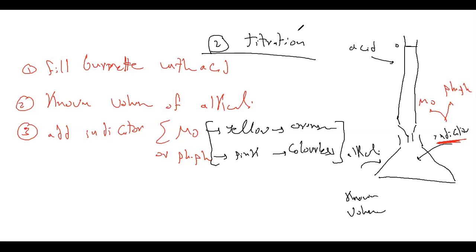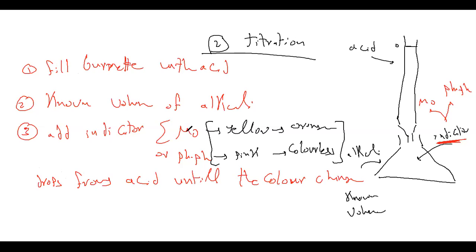After that, we add drops from the acid to the alkali until the color changes. The color change depends on the indicator we use. If we use methyl orange, we say until the color changes from yellow to orange. In the case of phenolphthalein, until the color changes from pink to colorless. After that, repeat the experiment without indicator.